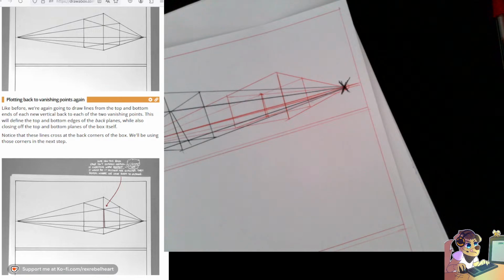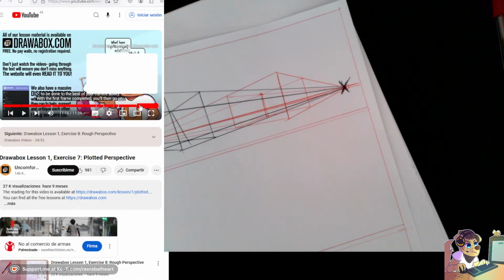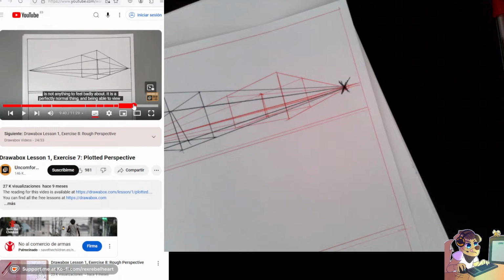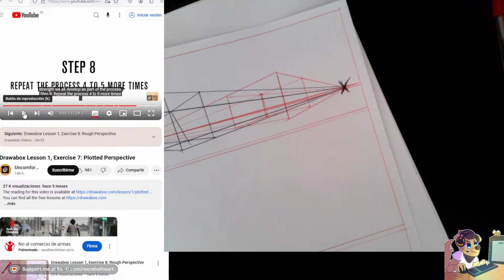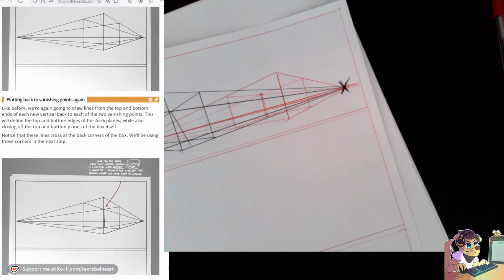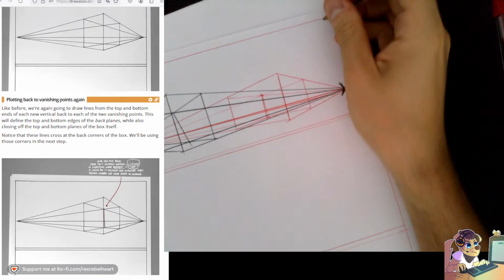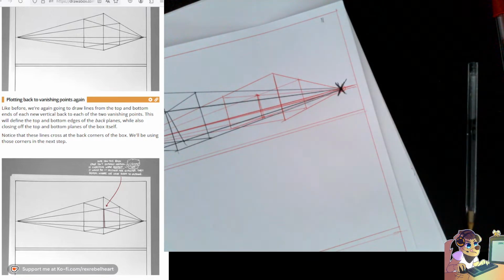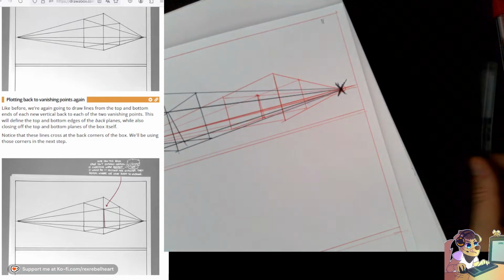How many did the dude want from me? 4 to 5 times. Jeez. So let's put a little tally. So we've done 1, 2. And he wants me to put like 6 on here. That's freaking wild.